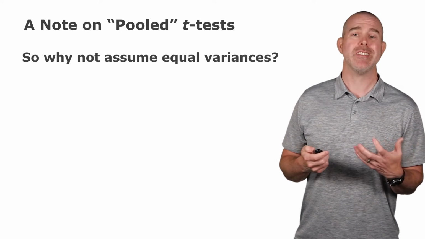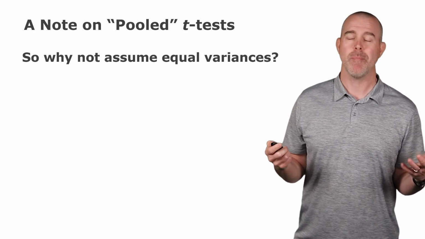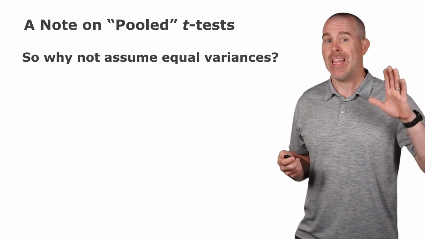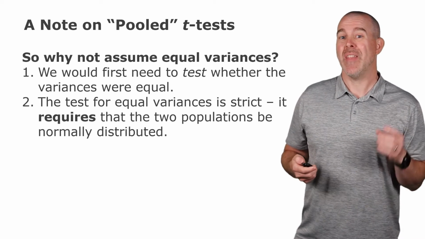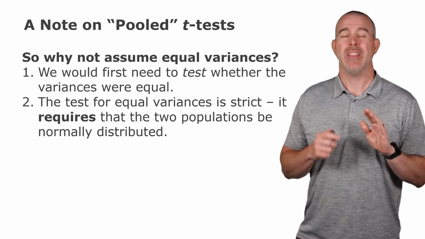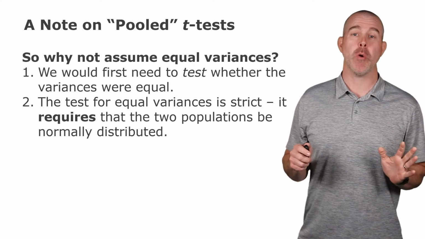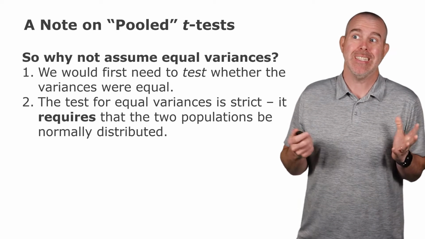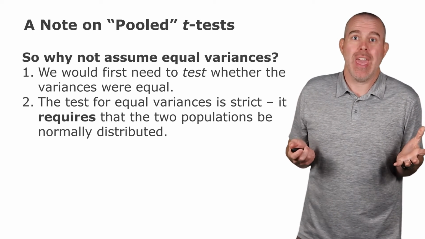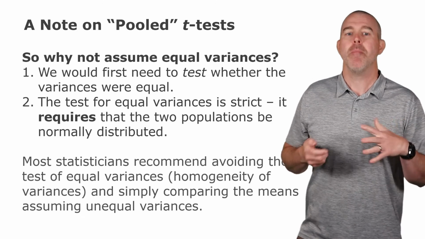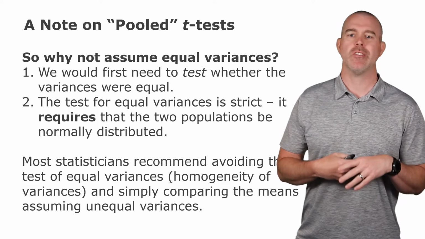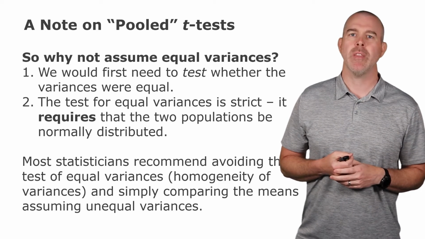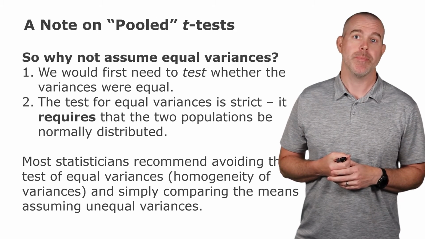Well, why not just assume the variances are equal? This is actually a later test. The problem is we'd have to do that test first, and that test is really strict. The two populations have to be normally distributed to do that test. And if they're not, then you can't even do that test. So most statisticians just recommend avoiding the test of equal variances and just compare the means, assuming that the variances are not equal.